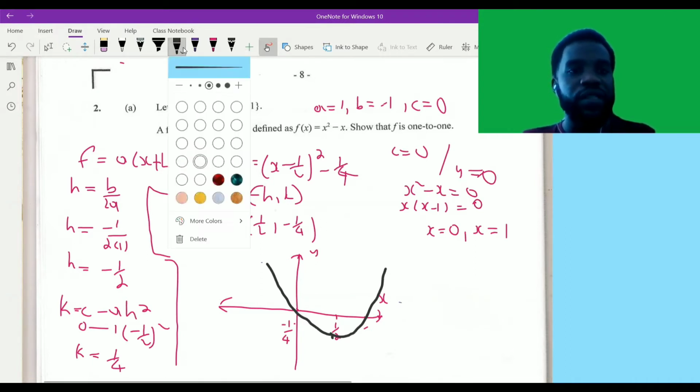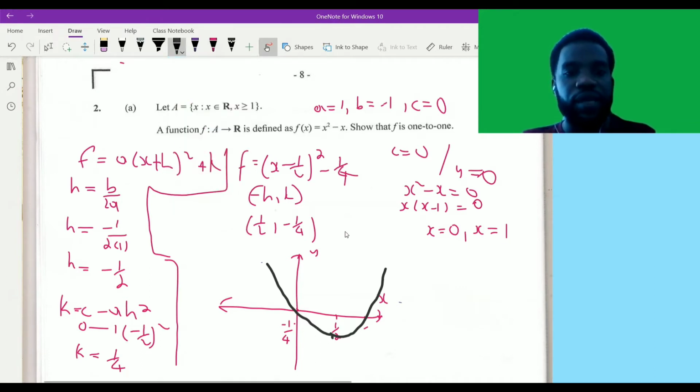Now, if I draw a horizontal line here, then that horizontal line is going to cut the graph twice. But notice that I can't just do that because there's a domain. The domain says that x must be greater than or equal to 1, which means I'm going to have to come here where I have 1, and the part of the graph to the left of 1, all of that will go. That's what we mean by restricting the domain. So I'm going to take out all of this.